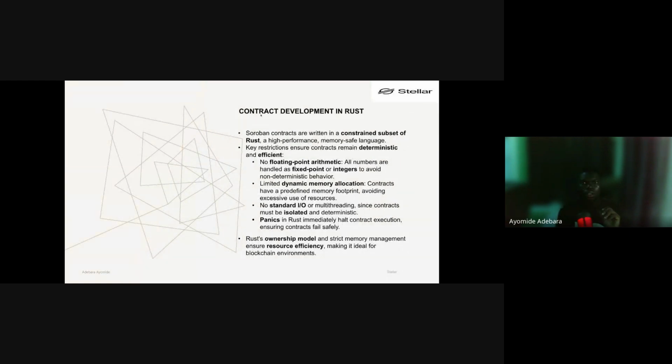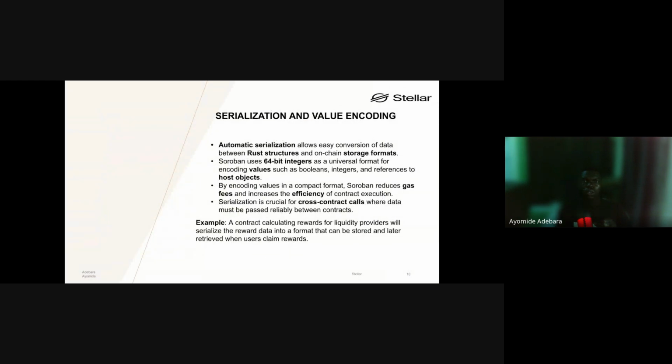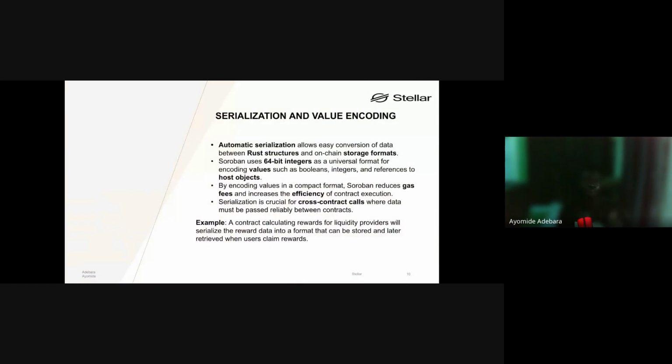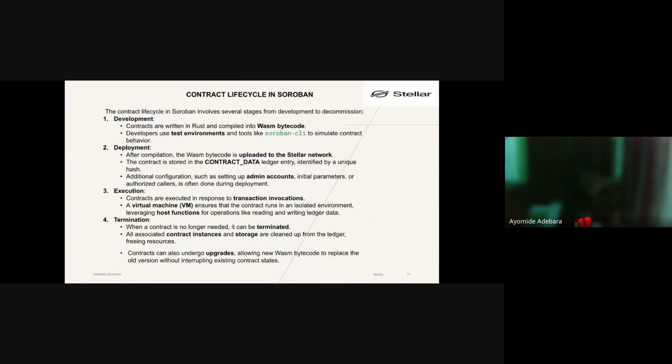So, contract development in Rust. Last time, this is where we stopped, and we are meant to continue from here. Contract development in Rust. Soroban smart contracts are written in a constrained subset of Rust, a high-performance memory language. Oh, sorry. We've discussed this. This is where we are meant to start: contract lifecycle in Soroban.